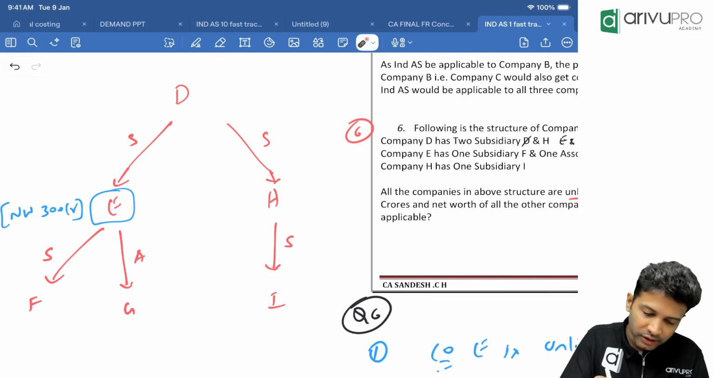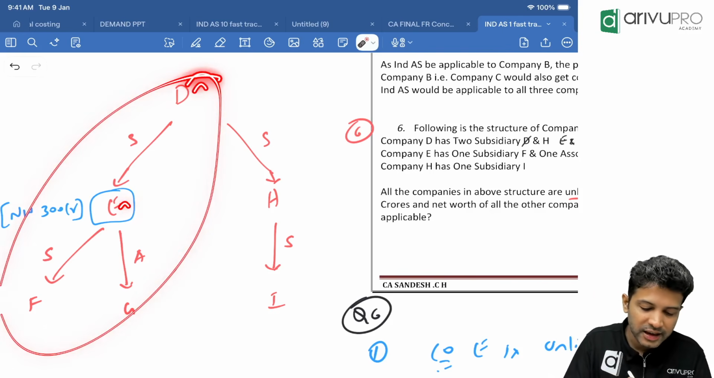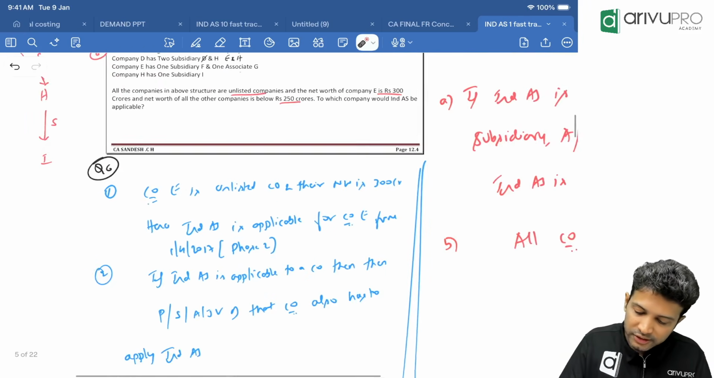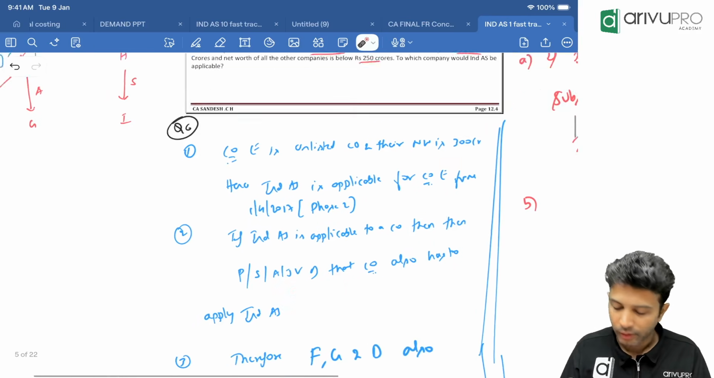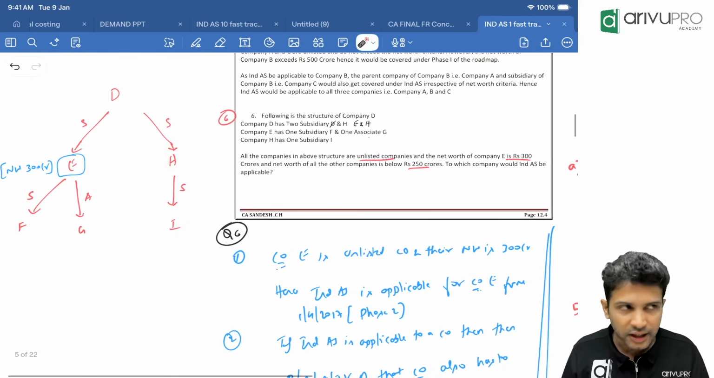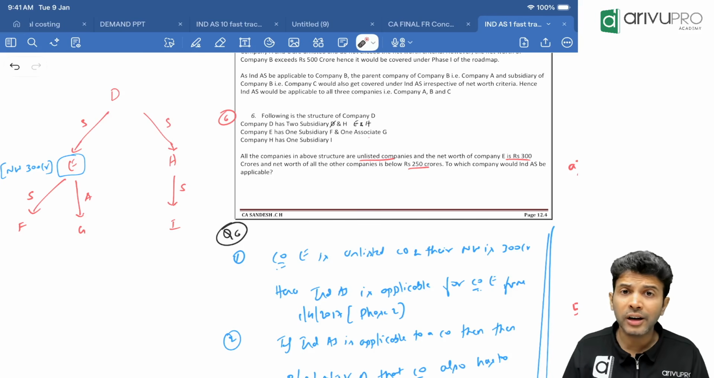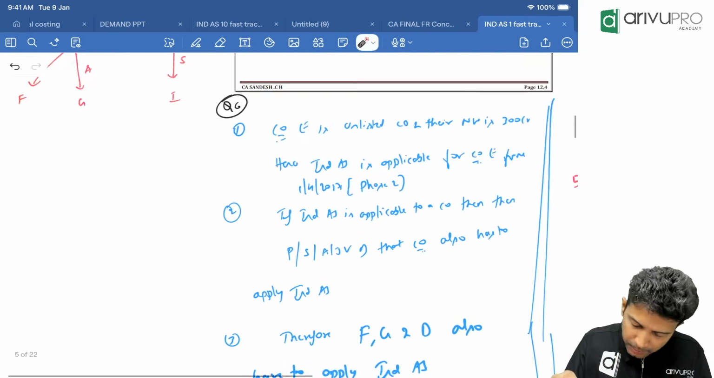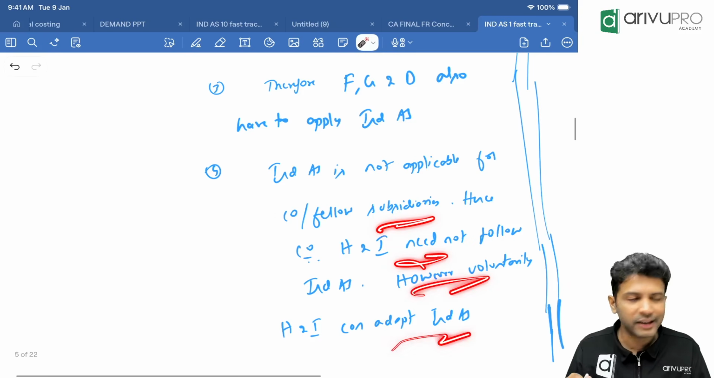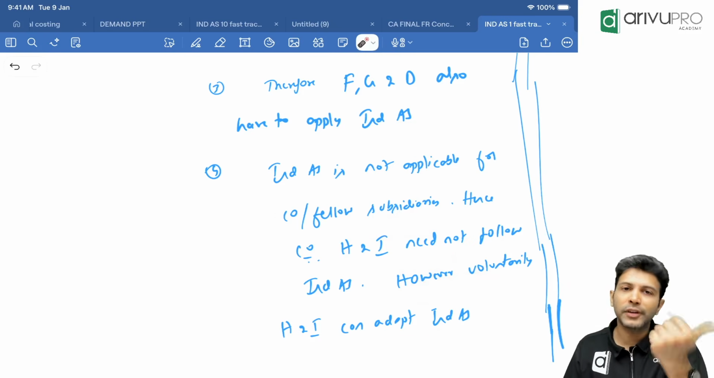That means here, these companies D, E, F, G have to compulsorily apply Ind AS. But what about H and I? Is it compulsorily applicable? No. But voluntarily, can H and I adopt Ind AS? Voluntarily any company can apply Ind AS. Compulsorily Ind AS is not applicable to H and I, but voluntarily if they want to adopt, they can adopt, which obviously they will do.